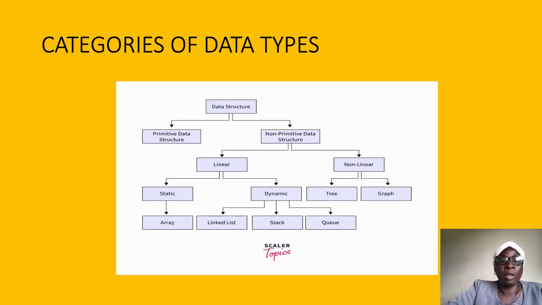So part of the various categories we have primitive and non-primitive data structures. And under this, we have various categories. Like we've seen here in the diagram shown here, we have linear and non-linear data structure under the non-primitive. Then we have the static and dynamic. We have dynamic tree and graph under the non-linear. And under static, we have array. Under the dynamic, we have linked list, stack, and queue. We'll look at this later.